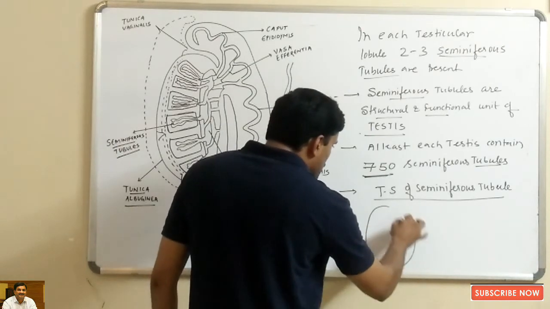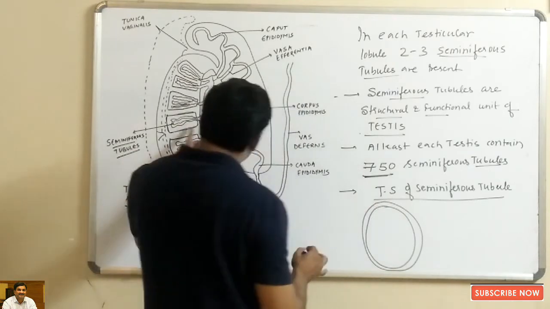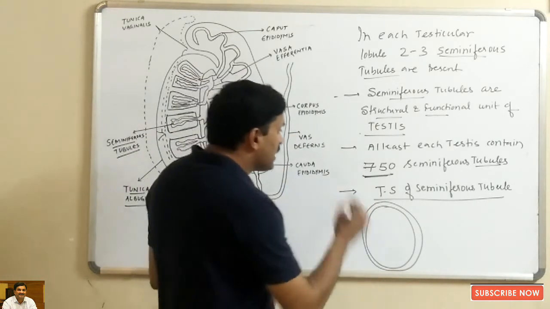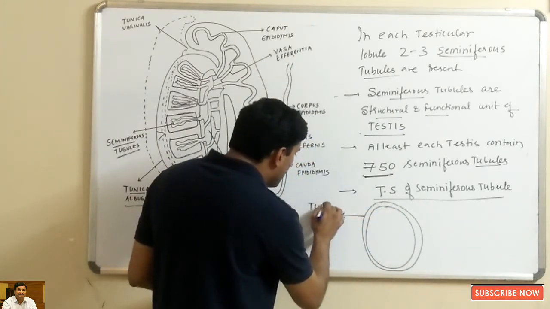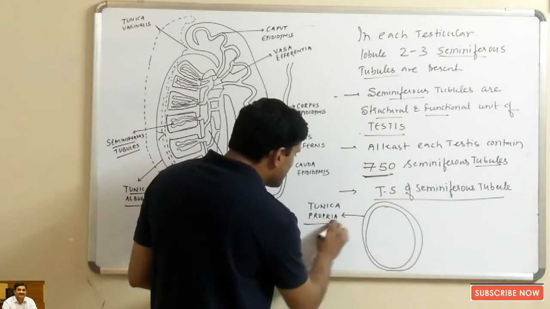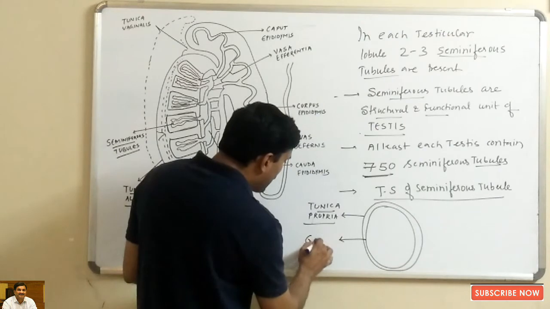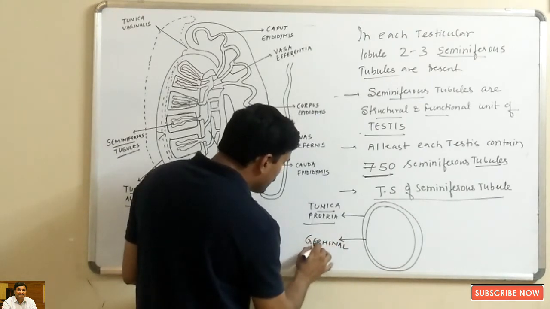Say I have made a structure of a seminiferous tubule. I have taken one seminiferous tubule out from the testes, and I have cut a TS section of the seminiferous tubule. If I cut this TS section, the outermost layer of the seminiferous tubule is called the tunica propria. And inside the tunica propria is present the germinal epithelium.